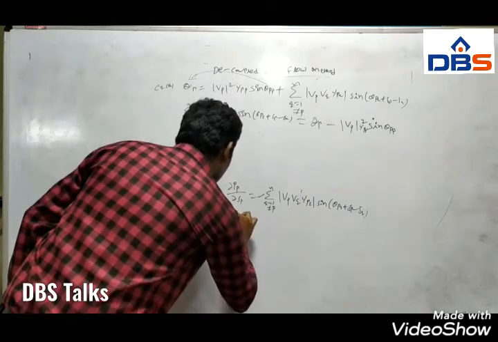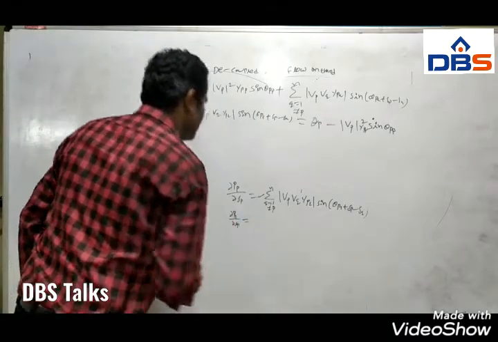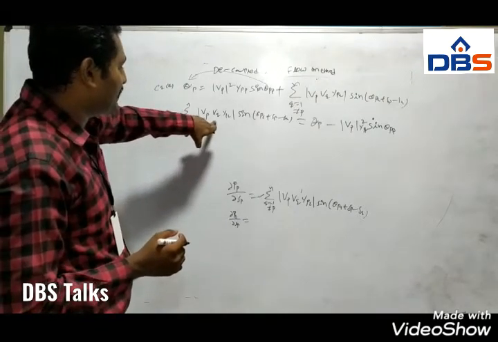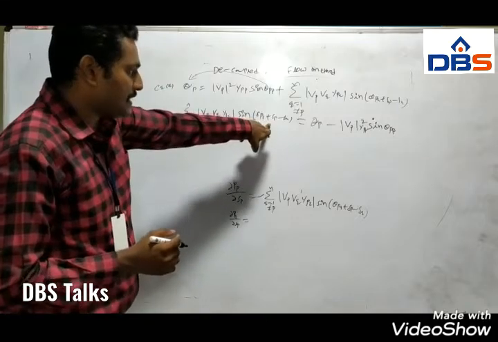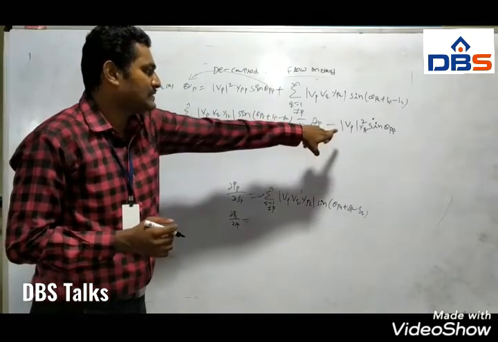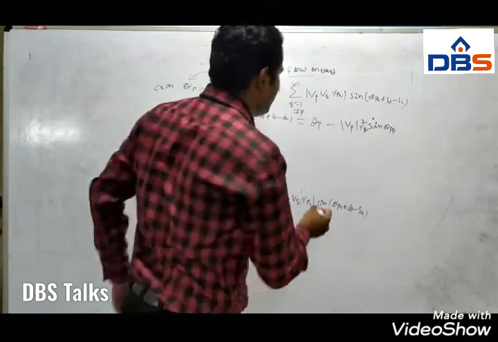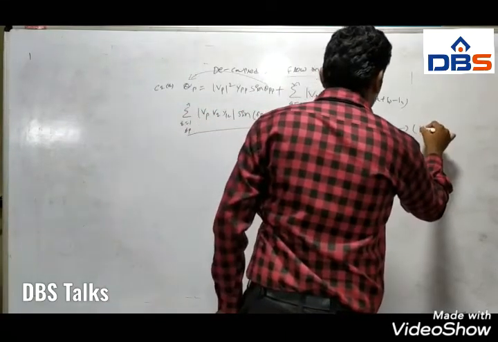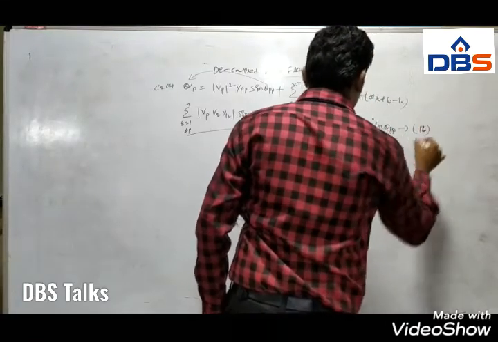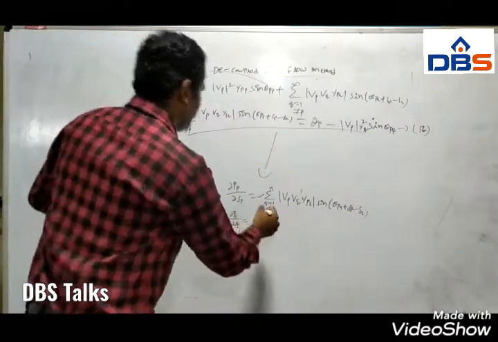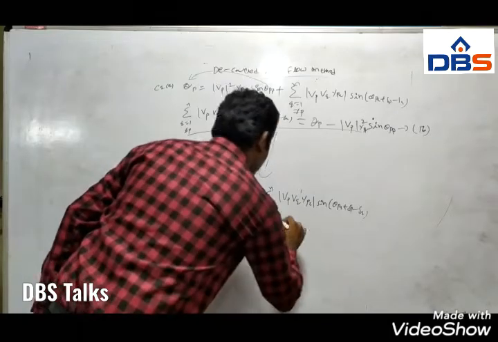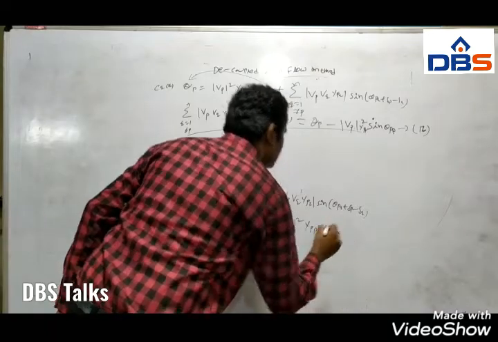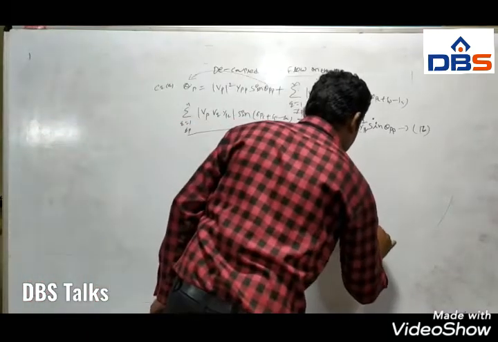So we are having ∂Pp/∂δp equal to sigma q = 1 to n, not equal to p, of |Vp||Vq||Ypq| sin(θpq + δp − δq). That gives Qp minus |Vp|² Ypp sin θpp. So here we are substituting this into this. Treat this equation as 16. So that gives Qp minus |Vp|² Ypp sin θpp. Treat this equation as the 17th equation.